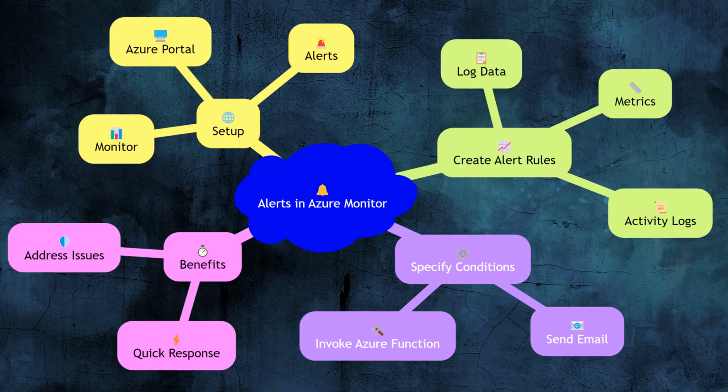Alerts in Azure Monitor notify you of critical conditions in your environment. To set up alerts, go to the Azure portal, select Monitor, and then Alerts. Here, you can create alert rules based on log data, metrics, or activity logs. Specify the conditions that trigger the alert and the actions to take, such as sending an email or invoking an Azure function. Alerts help you respond quickly to potential issues.